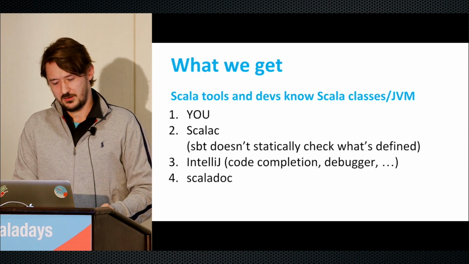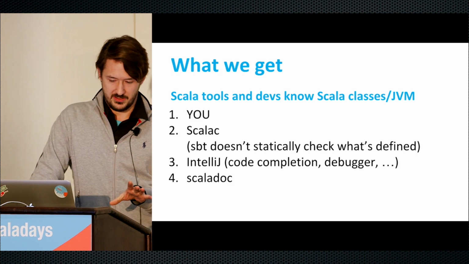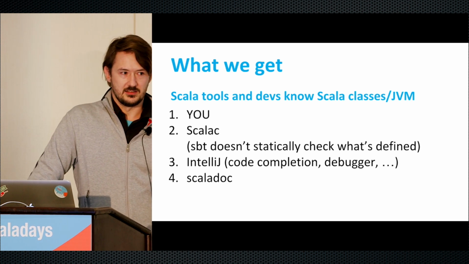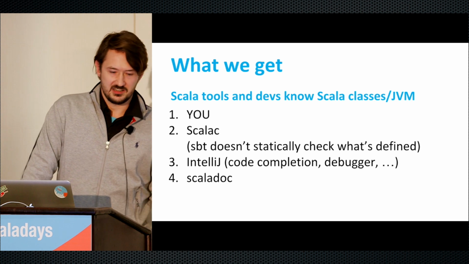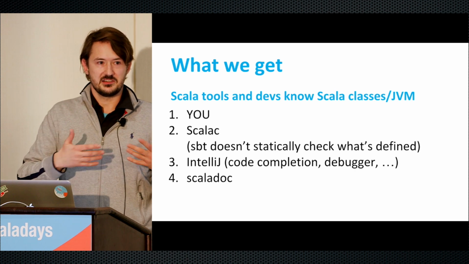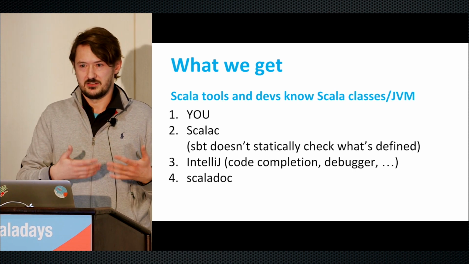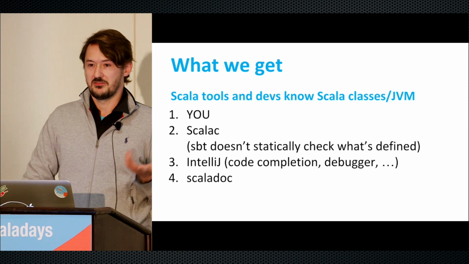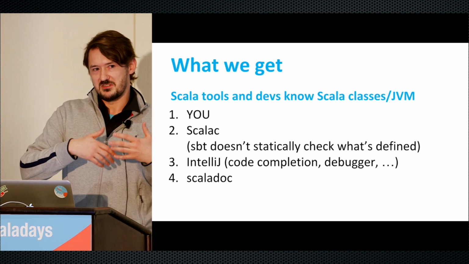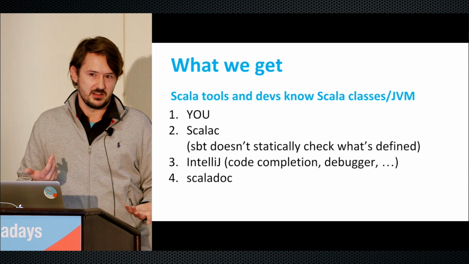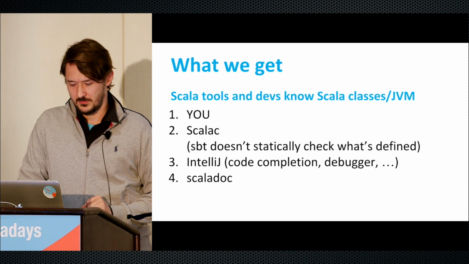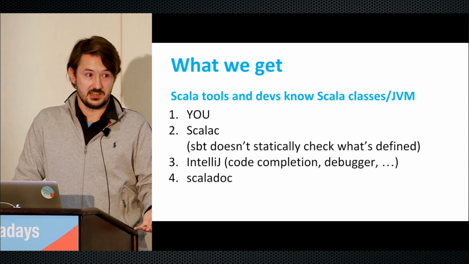Okay, quick detour. What will we get doing that? Well, if we do use Scala, the developers and the tools understand Scala. So you understand Scala, the Scala compiler understands Scala and can give you good error messages. For example, error messages about: did you really define the task that you're trying to reference? SBT doesn't check that. SBT fails at runtime, well, build time, which is not the end of the world, but it's different. A task not found error in SBT is different than a compile error. So you'll have to separately understand how to deal with that. IntelliJ, all these tools understand Scala.